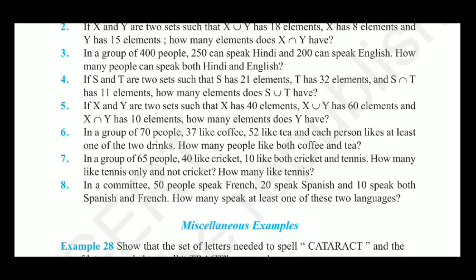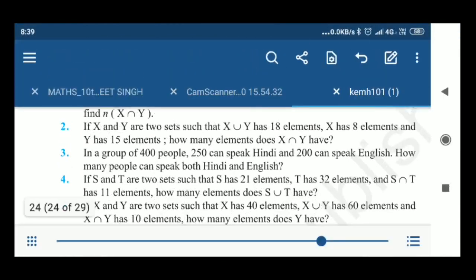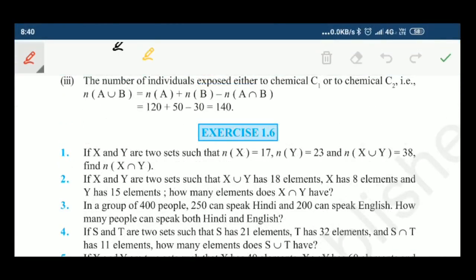In this question, what they have given: in a group of 70 people, 37 like coffee, 52 like tea, and each person likes at least one of the two drinks. So how many people like both coffee and tea? Again, here we will use this formula. You can see this one.